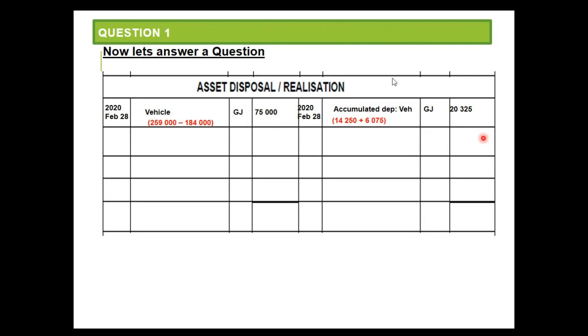Okay, guys, please, for more information, go and practice more. So this is how we recorded the accumulated depreciation. If they asked you to open the accumulated depreciation on vehicle, on the debit side of that accumulated depreciation, you would have asset disposal, this amount. Can you see now? Remember the double entry system. Okay, let me quickly go back to the previous slide.